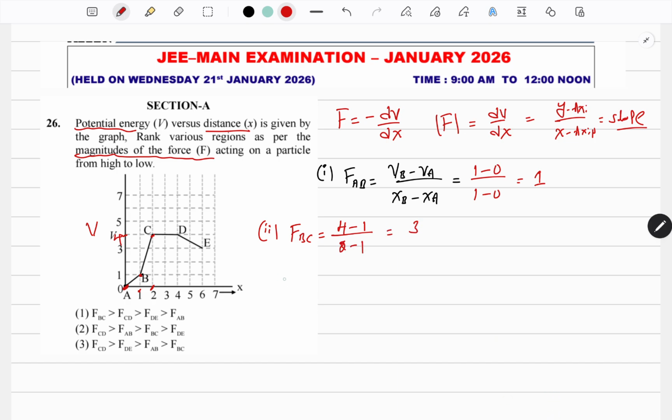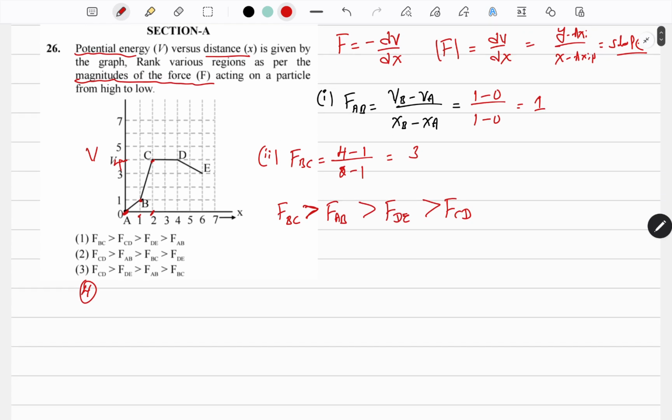So like that you have to solve it. We get the answer: FBC, then FAB, then FDA, then FCD. So which is the correct answer? Okay, let's see. Fourth option is here. So this is the fourth option. So this is the right answer. Fourth option is the right answer for this question.